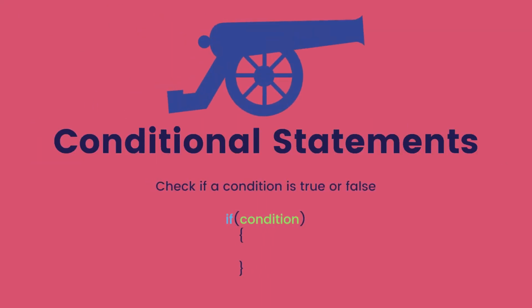And lastly, we're going to study conditional statements. Conditional statements check if a condition is true or false. Here we can see the basic setup for a conditional statement. We have the keyword if, followed by an open parenthesis, and then inside we have our condition. We close the parenthesis, and then underneath that we have two curly braces, and inside of these curly braces we're going to define a set of instructions that will happen when this condition is true.